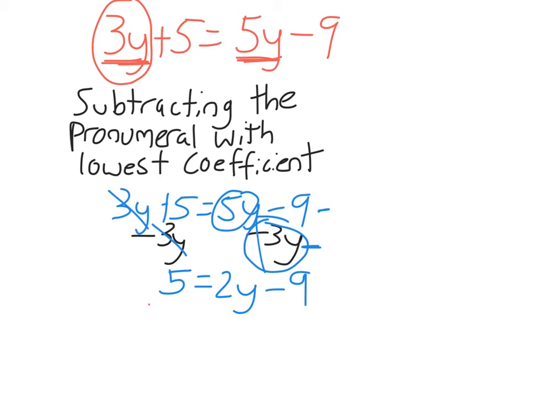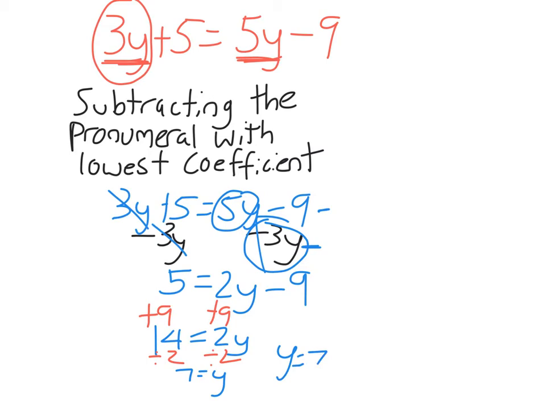We know how to solve this from here. We just add 9 to both sides. So 5 plus 9 is 14 equals 2y. Now we divide each side by 2 and we get 7 equals y. That's the same as y equals 7. So that's my solution to this one.